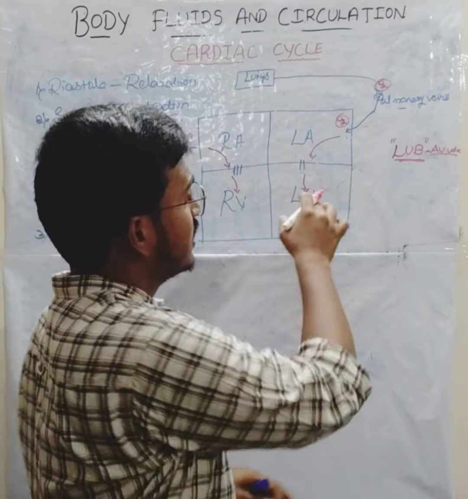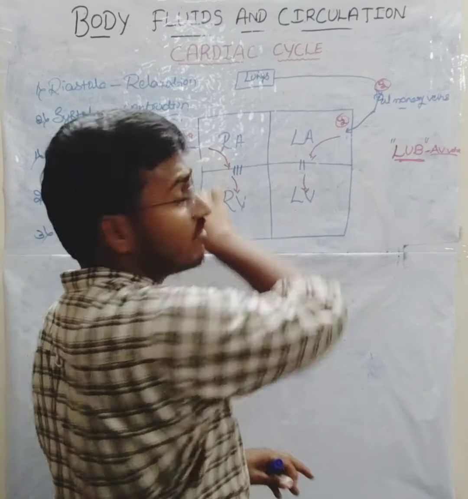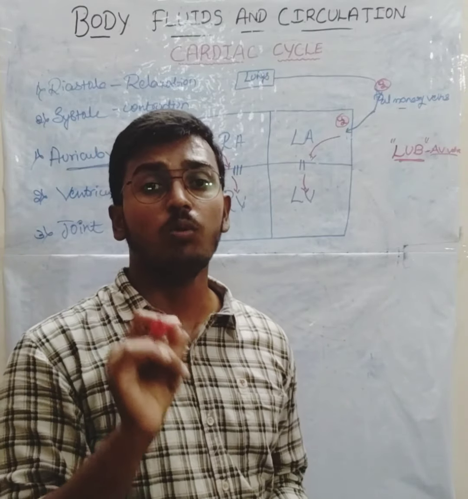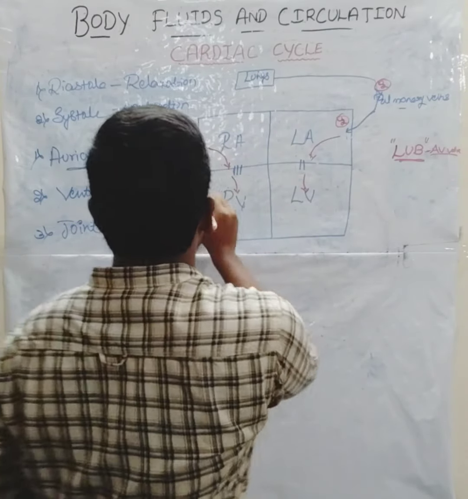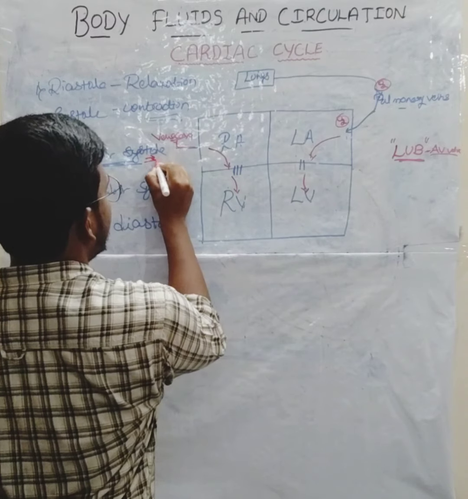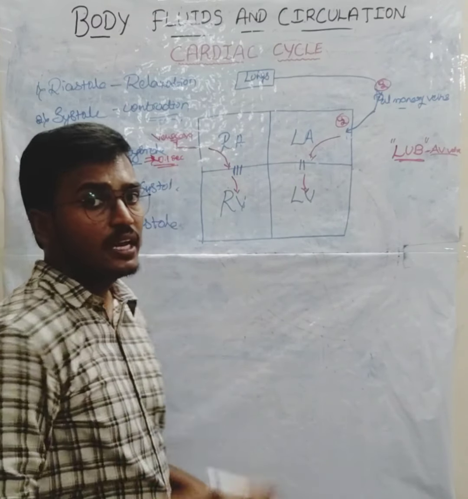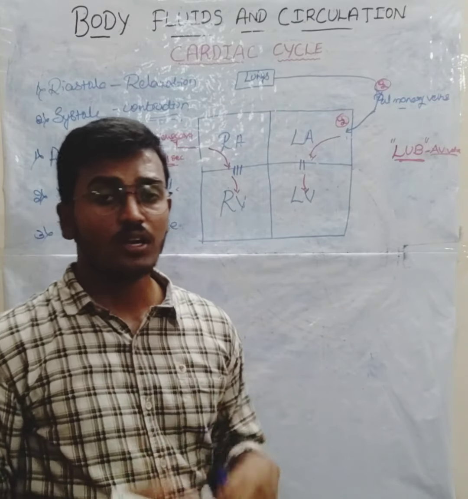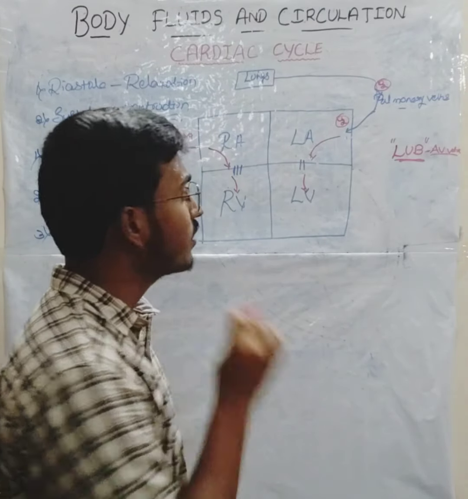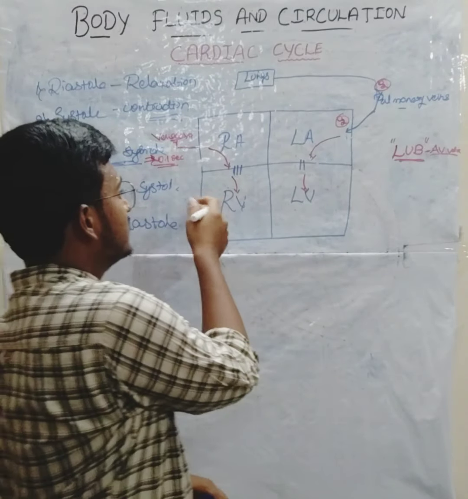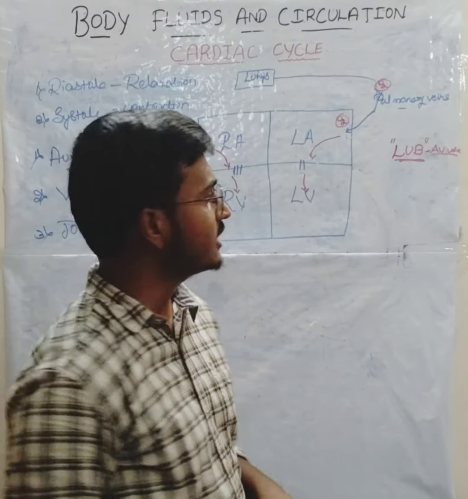I forgot to tell you that the auricular systole stage takes place in 0.1 second. The complete auricular systole stage takes place in 0.1 second. Okay, come back to here. This is the ventricular systole. How does ventricular systole take place?